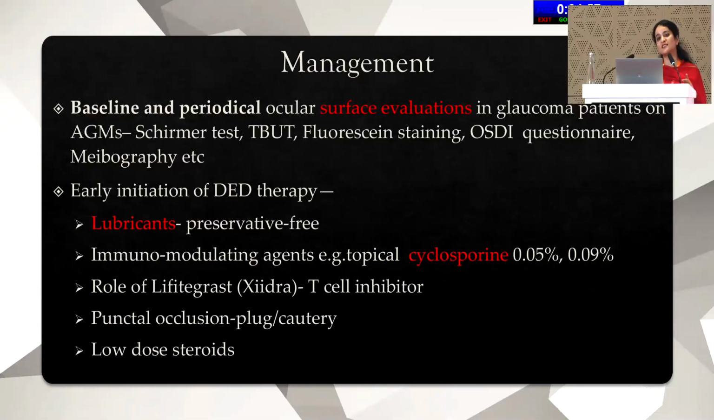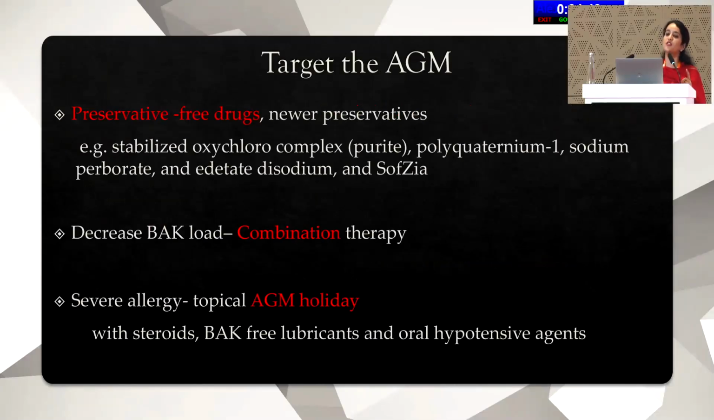The role of diquafosol is something that's been studied now. Punctal occlusion is something that can be performed, and also low-dose steroids for patients who are non-steroid responders. In these cases, the conjunctival health improves. This is of particular importance, especially when you're planning the patient for a surgical procedure. Also target the medication. Use a preservative-free drug. We've been talking about Purite, Sofzia for the longest time. Decrease the preservative load, which means switch to a combination therapy.